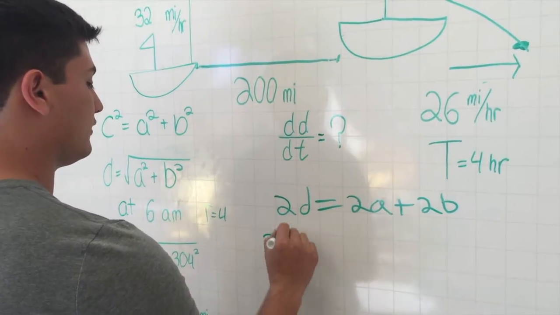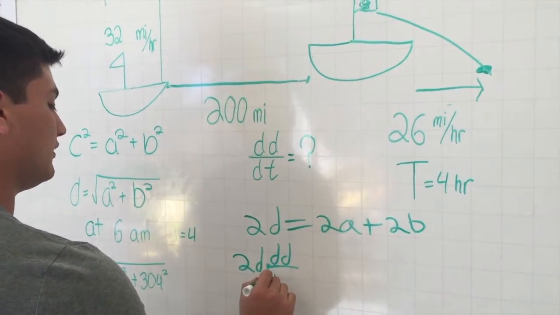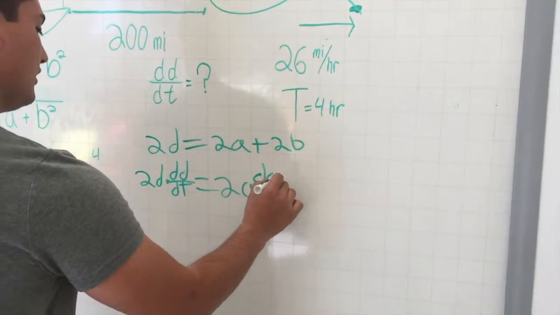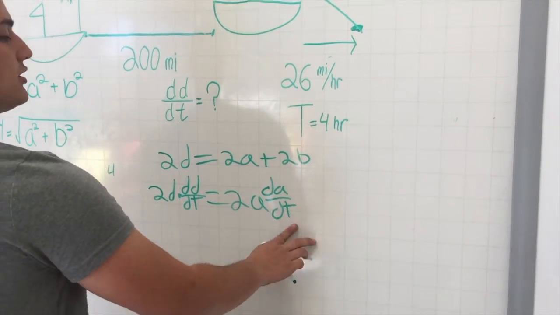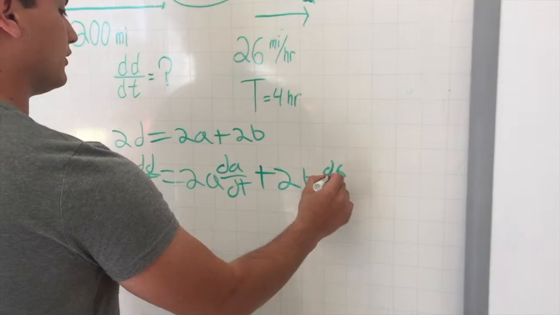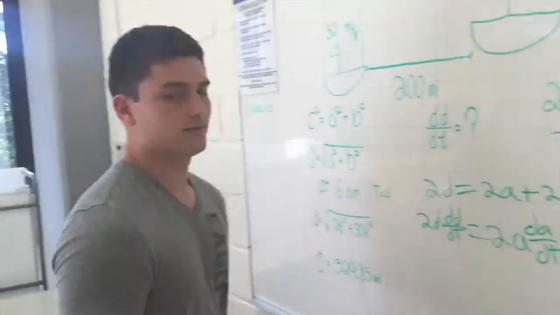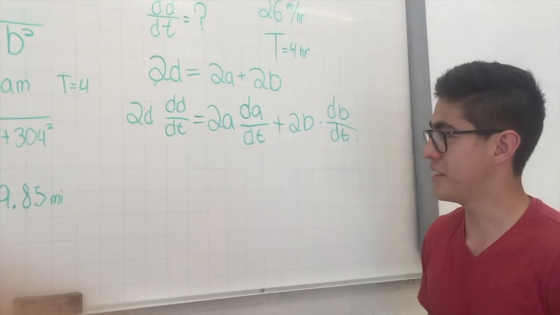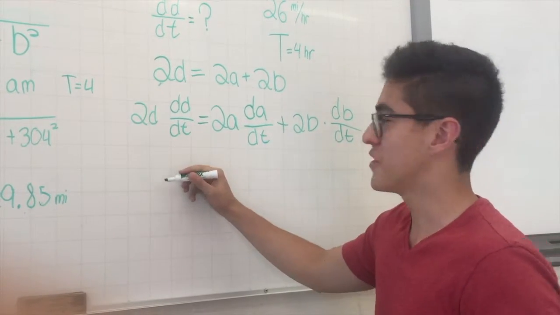So we get 2d equals 2a plus 2b, but we need to use implicit differentiation. So it's 2d times dD over dt equals 2a times the derivative of a, which is dA over dt, how fast a is changing with respect to t, plus 2b times dB over dt.